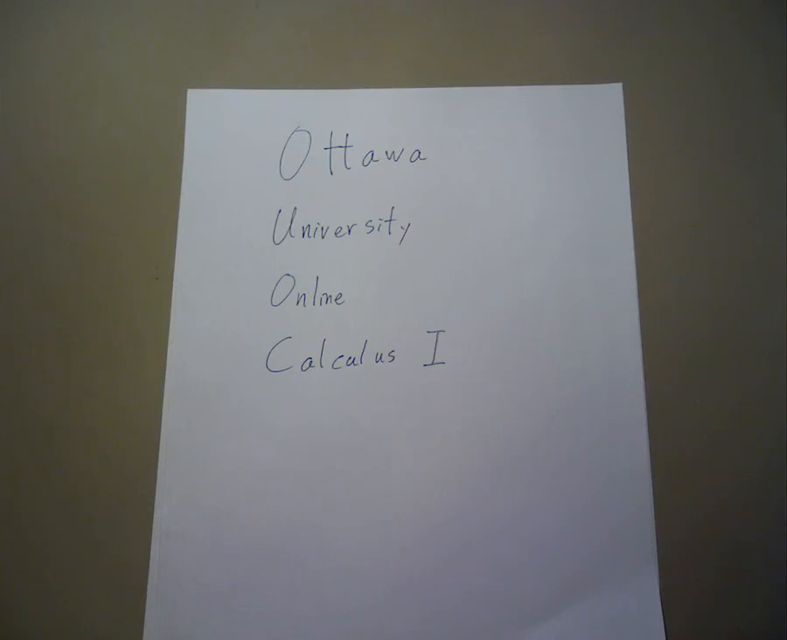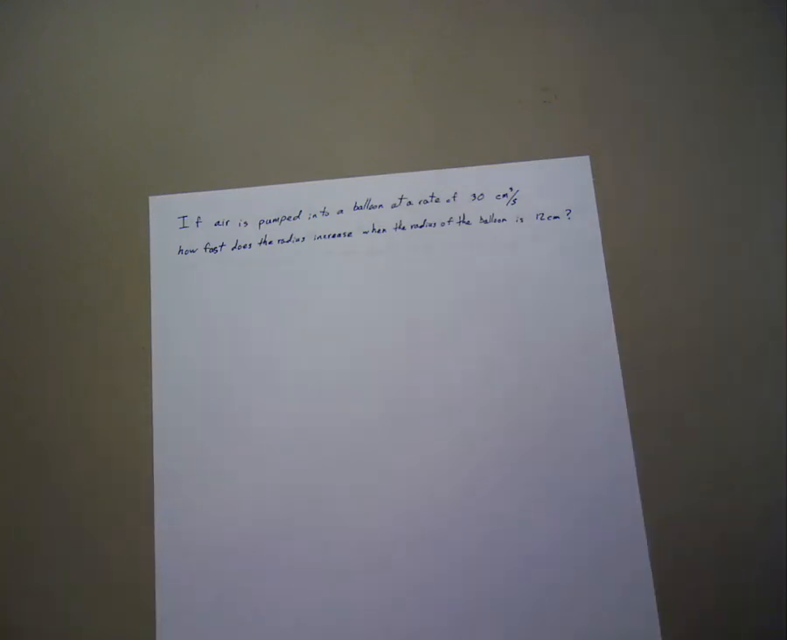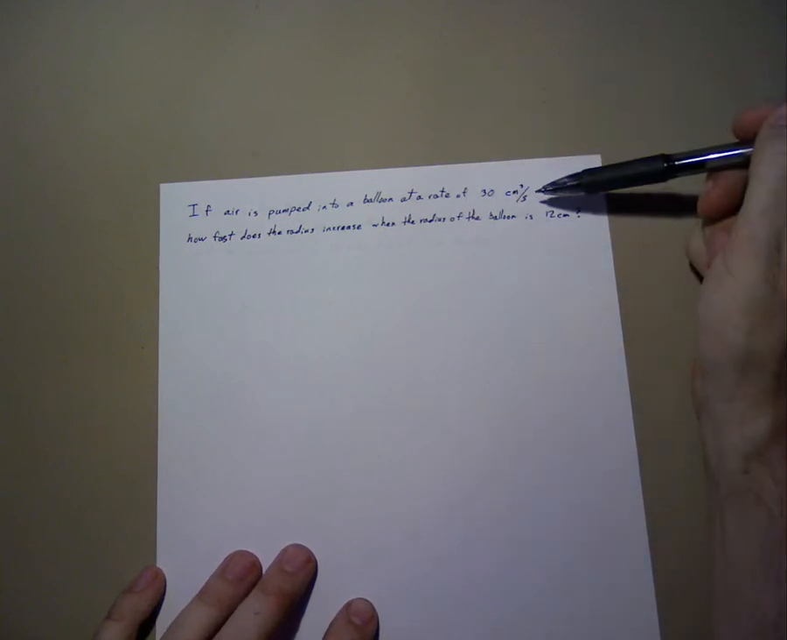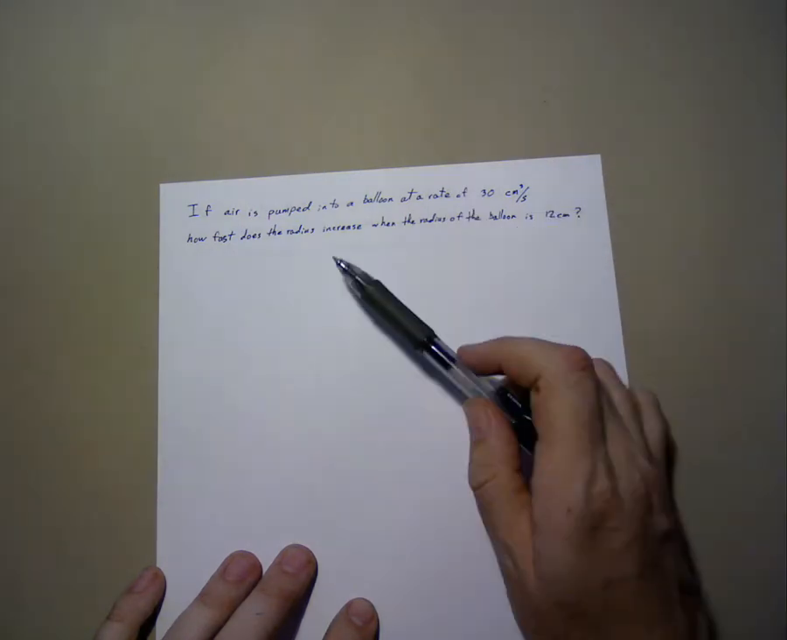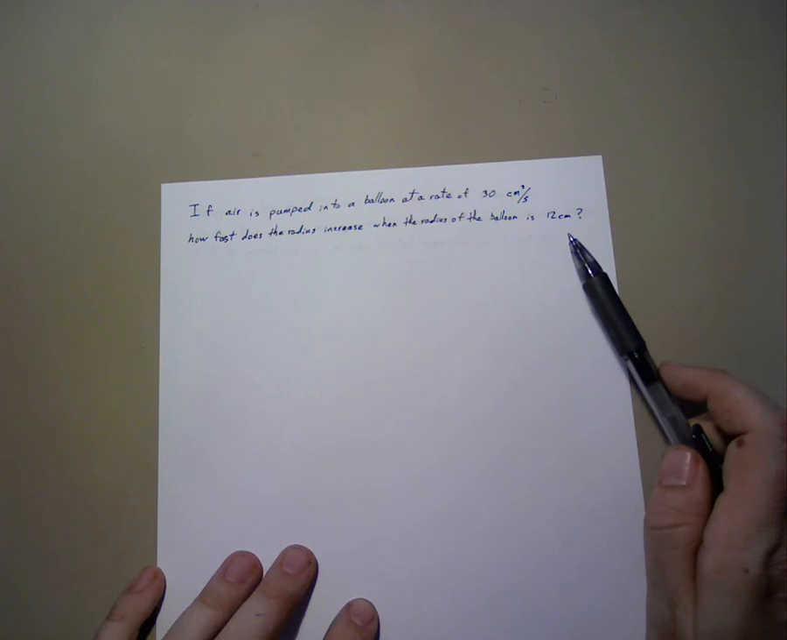In this video, we're going to investigate problems that have to do with related rates. The first problem we're going to do involves a balloon. We're pumping air into a balloon at a rate of 30 cubic centimeters per second, and we want to find out how fast the radius increases when the radius of the balloon is 12 centimeters.